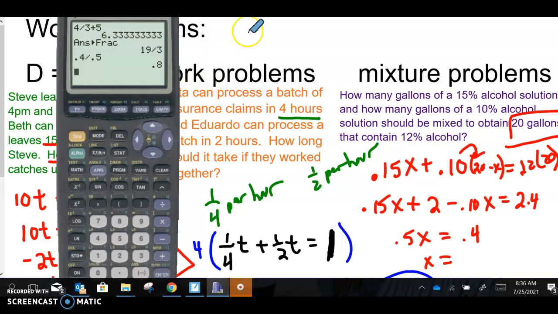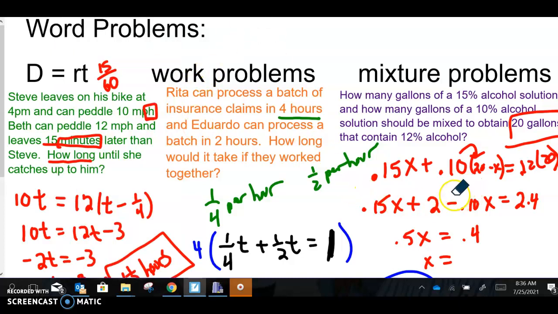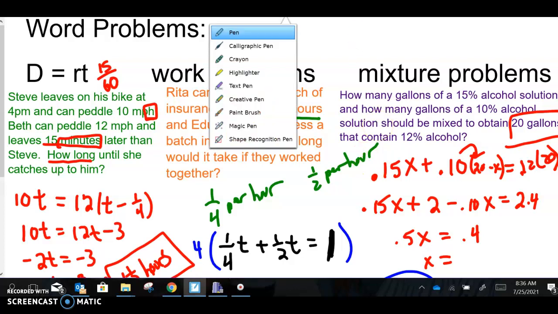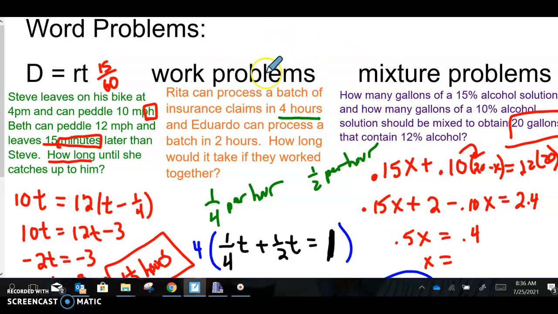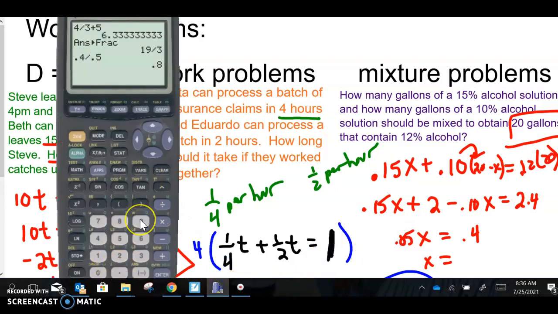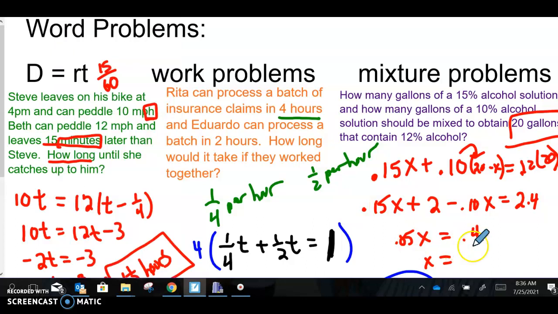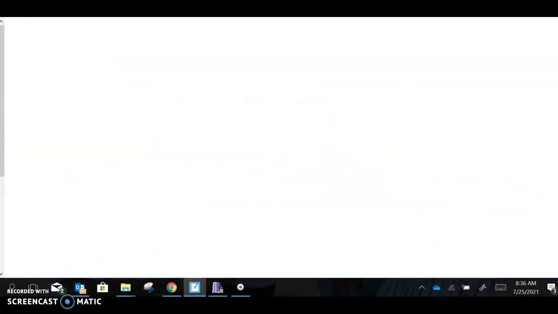All right, sorry about that, guys. I was hurrying. This should be 0.05. So 0.4 divided by 0.05 is 8. I was like 0.8, that doesn't make sense. So 8 gallons of the 15% solution and 12 gallons of the 10% solution is what they should mix together.